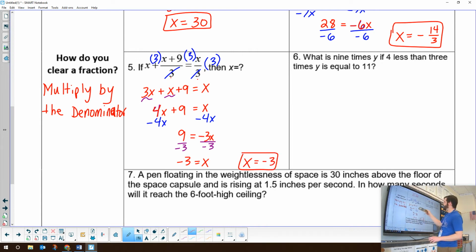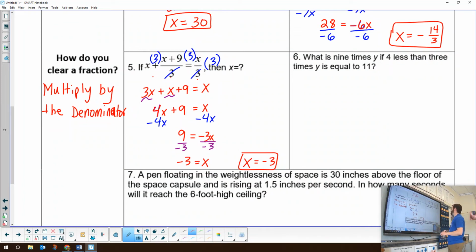There's our answer. Now, the important part about this problem is understanding how to get rid of those denominators by multiplying everything by it. Whatever is on the bottom, just multiply everything by it and it'll cancel it out. Take a look at number 6.